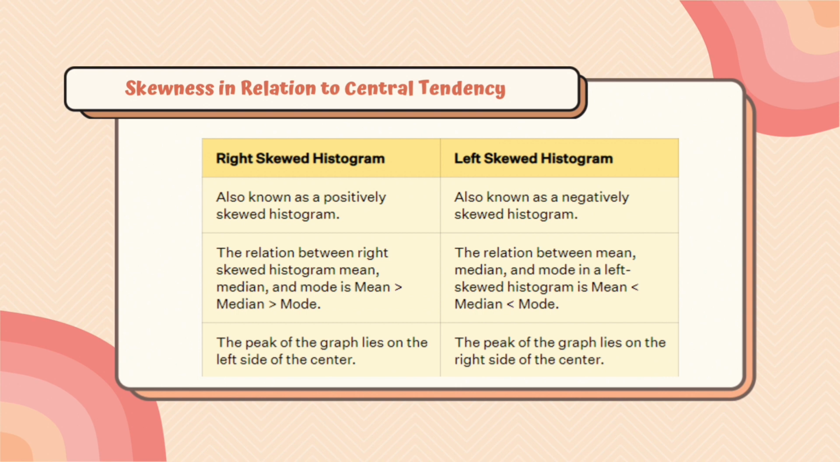Now, let's learn the basic differences of the two skewed distributions, which are the positively skewed and the negatively skewed. Right skewed is also known as positively skewed. In the relation between right skewed histogram, mean, median, and mode, the mean is greater than the median and the median is greater than the mode. The peak of the graph lies on the left side of the center. While for a left skewed histogram, also known as negatively skewed, the mean is less than the median and less than the mode, and the peak of the graph lies on the right side of the center.